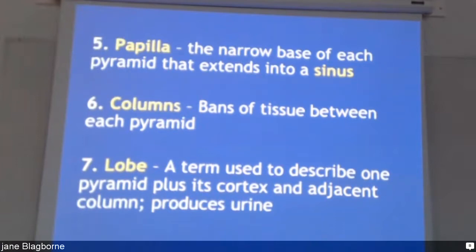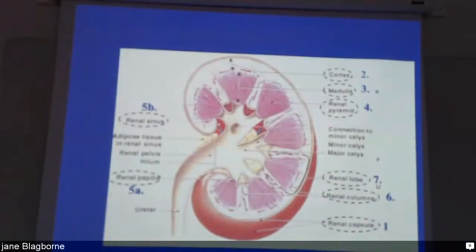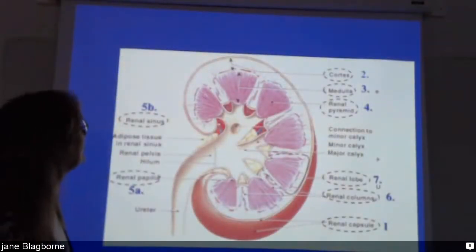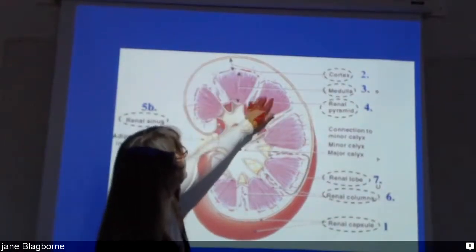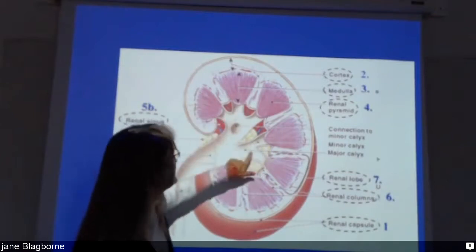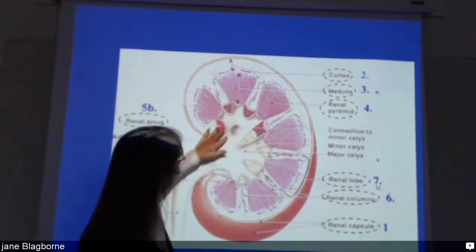And the lobe is just a term to describe one of the pyramids and the adjacent structures. Oh, more pictures, yay. So you can see here, it's a bit easier on this one for sure, to see the cortex, the medulla, the renal pyramid. Where's our calyces in here?